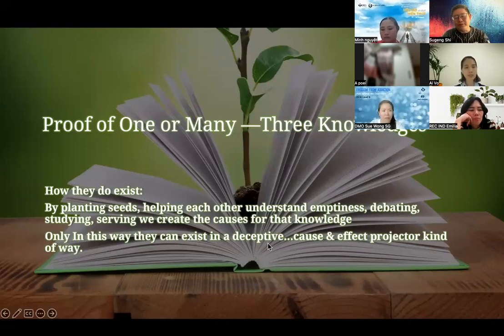Now, why do we say it's deceptive? Hey, this is based on the seeds already. This is based on cause and effect. Why do we say it's deceptive?